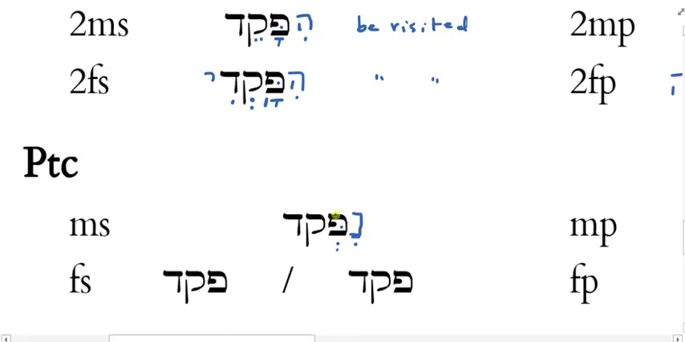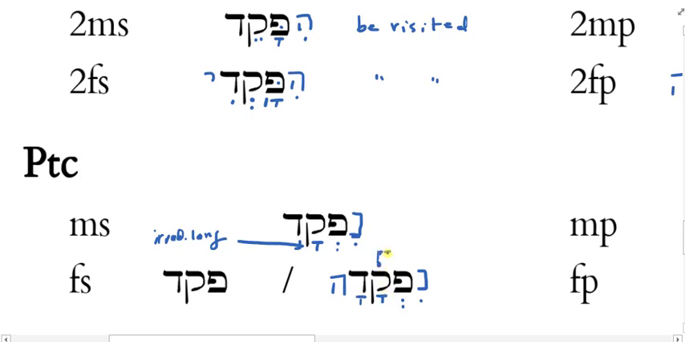Yes, nifqad. But instead of a patach, which is what the perfect looks like, it's got a long A, and it is irreducibly long. It will not reduce to a vocal shewa. What does that mean? That means if I want to make the participle feminine singular, nifqad becomes nifqada. Add a qamets.